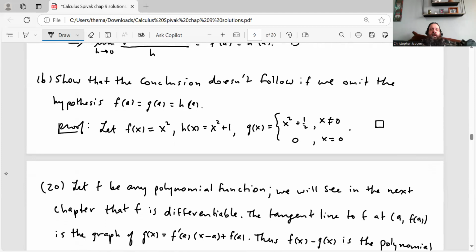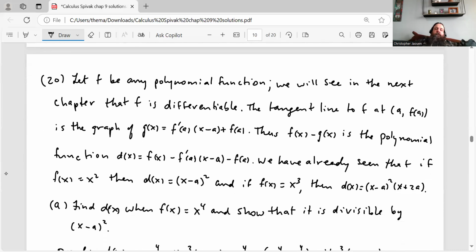All right, part B: show that the conclusion doesn't follow if we omit the hypothesis f of a equals g of a equals h of a. I just came up with a counterexample here. Let f of x be x squared, h of x equal x squared plus 1, and g of x be the function where x squared plus 1 half is the output when x is not 0, and the output at 0 is 0. These three functions satisfy the hypotheses, except for the one that we want to throw out. And notice that the derivatives here don't have the relationship in part A, namely g of x isn't even differentiable at 0.